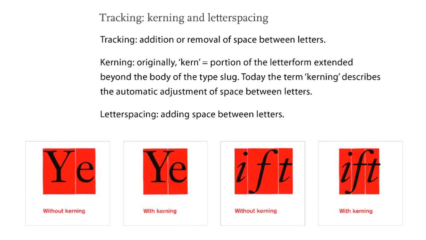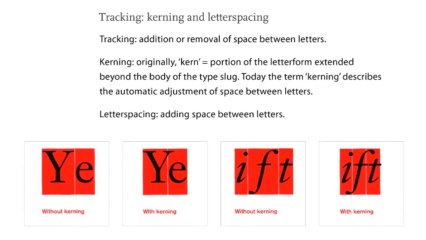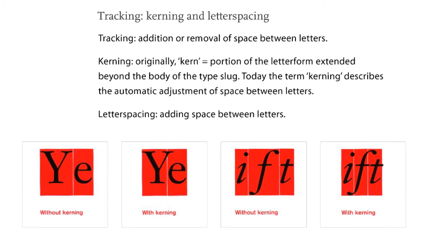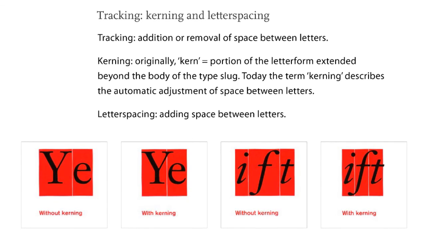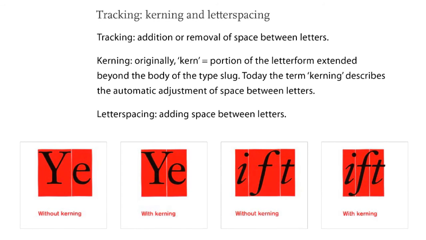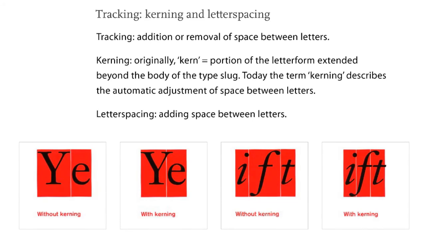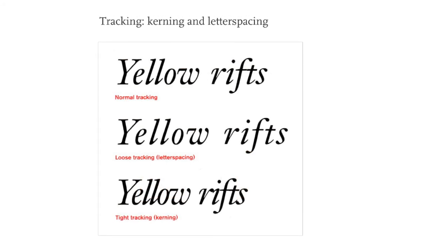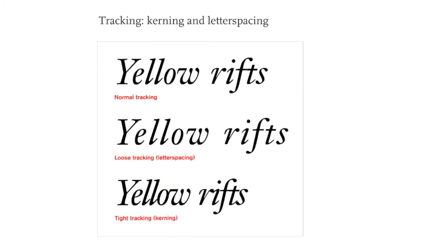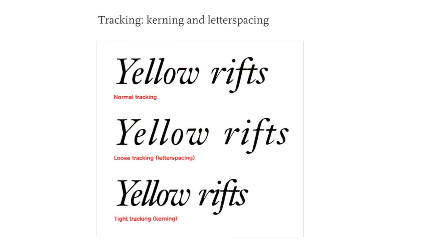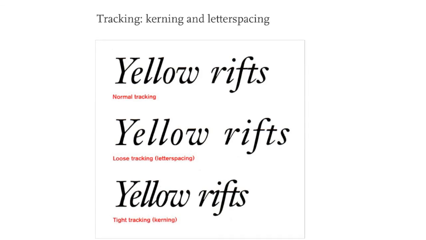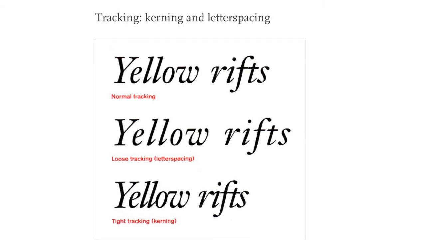Tracking and kerning are terms that we use when talking about the spacing between the letters. So tracking is the removal of space between the letters, and kerning is the extension of space between the letters. Modern design programs allow us to set these types of elements within each typeface as we design. Here's an example of normal tracking, loose tracking, and tight tracking. So you can see how it changed the way that the letter forms look.